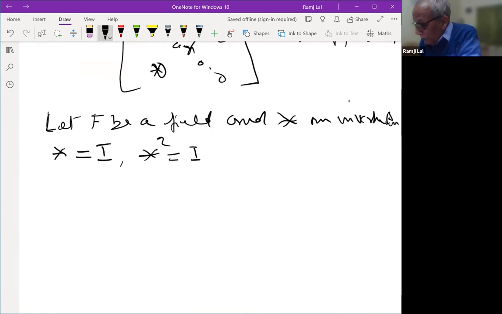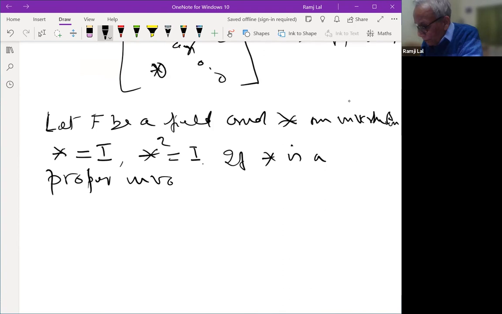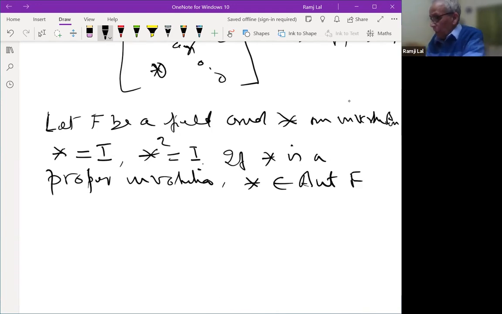So what is a Hermitian form? Let me first describe this involution, which is a proper involution. That means it is of order 2. So if star is a proper involution, in our terminology, then it is an automorphism of order 2. So star belongs to the automorphism group of the field F. So this is an automorphism of order 2.